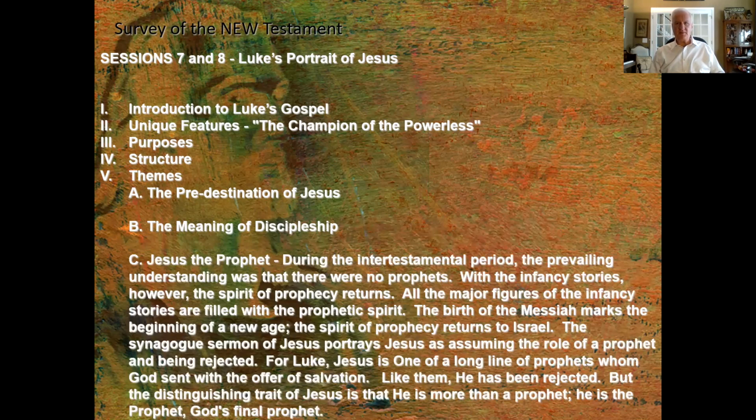A third theme in Luke's gospel is Jesus as the prophet. I already mentioned this in the last session, but in Luke's very first snapshot of Jesus in his public ministry, Jesus takes on the role of a prophet in the synagogue in Nazareth.